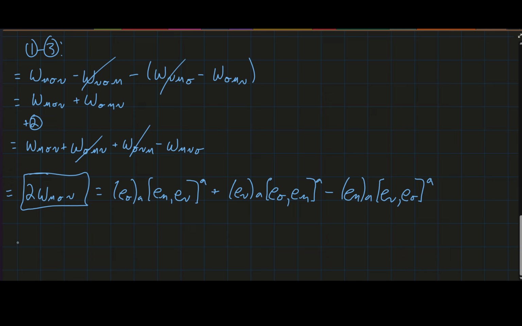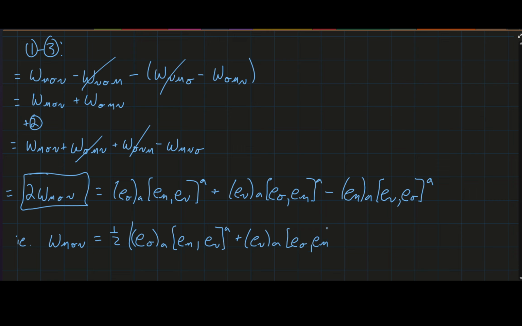So in other words, if we want to rewrite this quickly, omega mu sigma nu is 1/2 of E sigma A, E mu, E nu A, plus E nu A, E sigma, E mu A, minus E mu A, E nu, E sigma A. And that is the result that we were looking for.